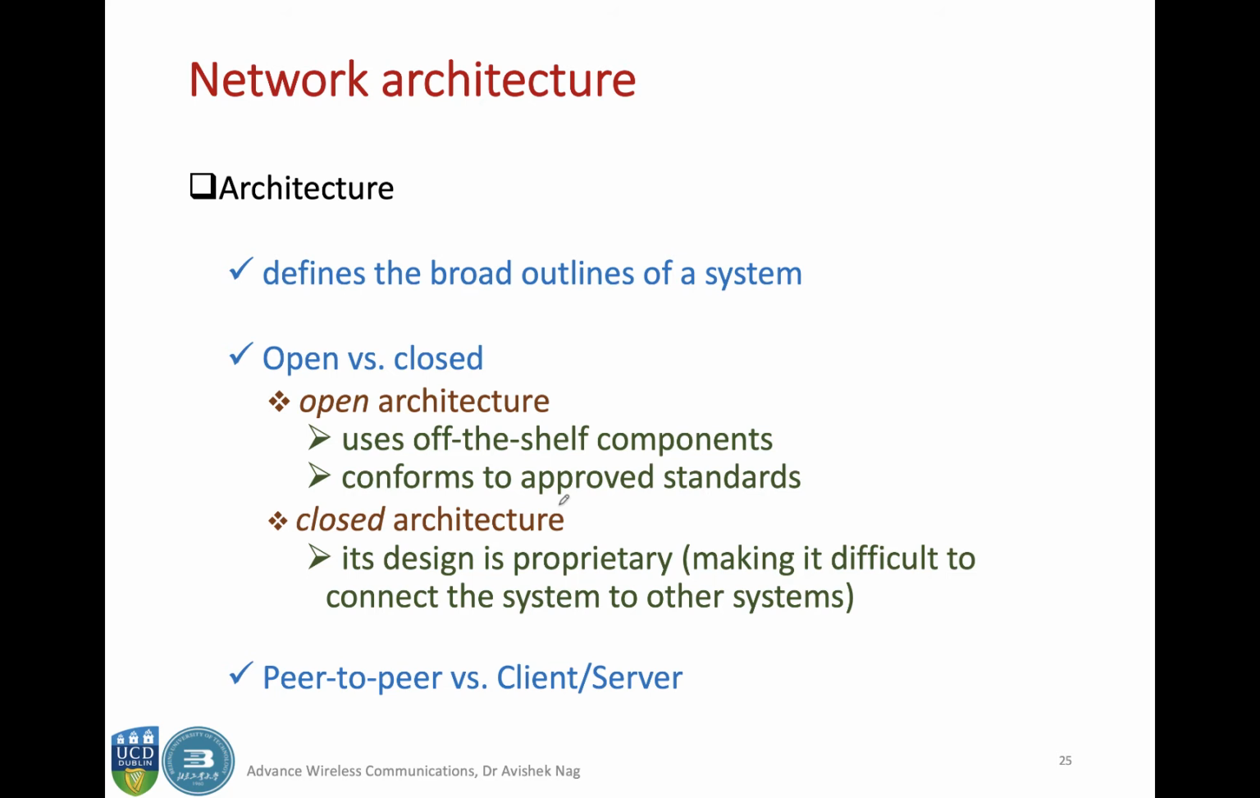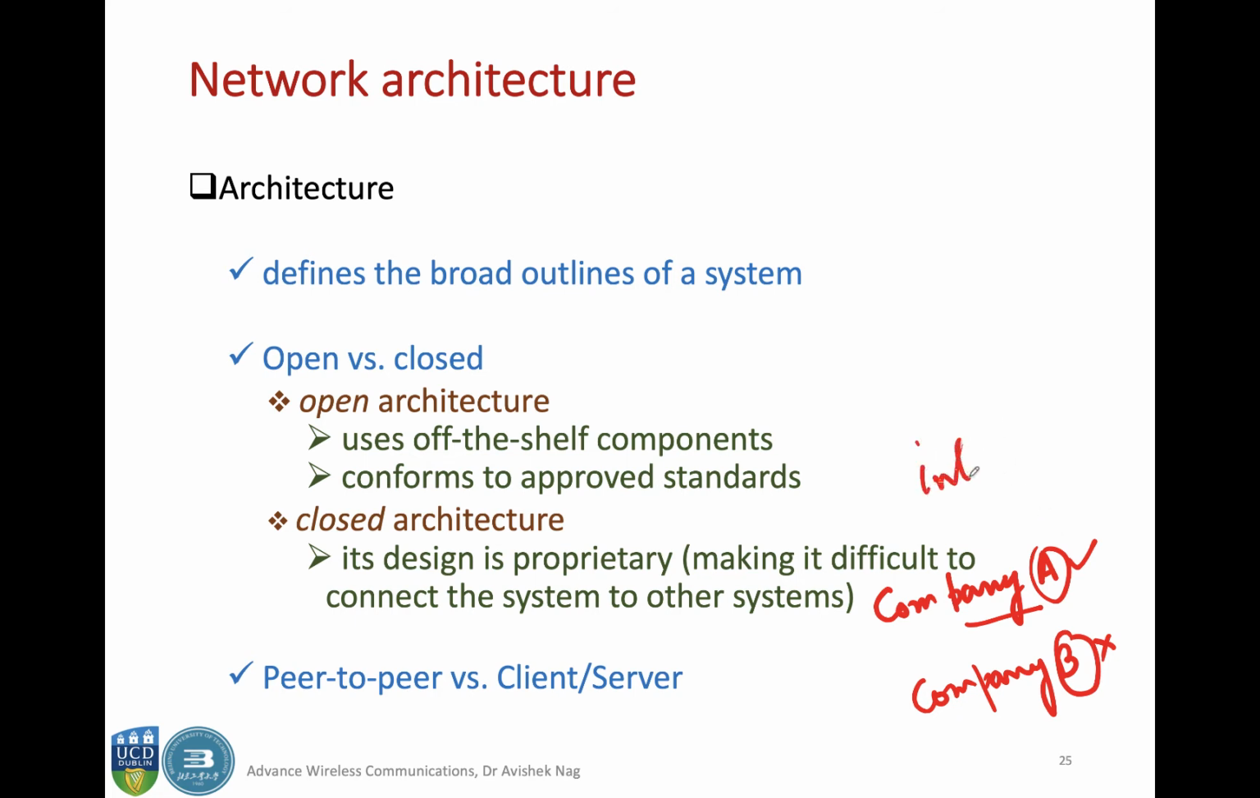Let's say a switch manufactured by company A, if it is proprietary, then only company A can use that switch, and nobody else, let's say company B, can use the switch manufactured by company A. Whereas in open architecture, all the components manufactured by A and B are interoperable.